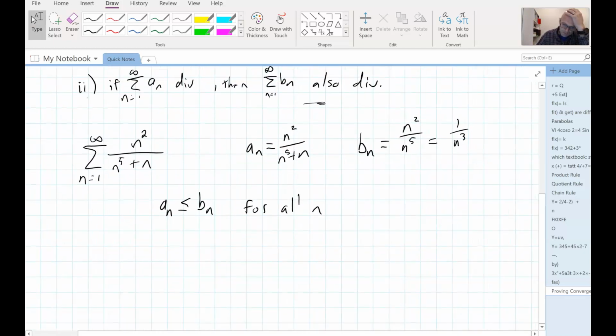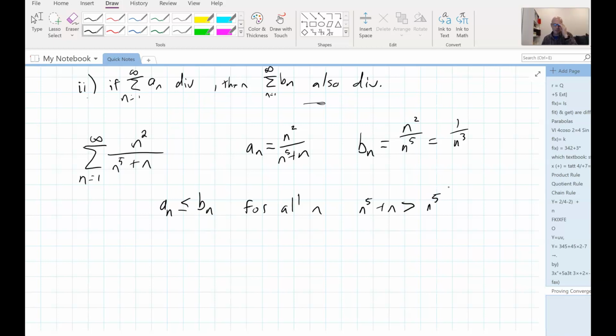So wait, I think that's true. If I put a 1 in there, that'd be 1 half. And this would be 1 over 1. Yeah. Okay. And how do I know that? Because I know that n to the fifth plus n is always bigger than n to the fifth. Isn't that true? Remember n runs from 1 to infinity, so it's always going to be a positive number. So this right here is clearly always going to be bigger than that, because this is just n to the fifth plus 1 more. So I've established that a sub n is going to be less than or equal to b sub n for all n, because this is always going to be bigger than that.